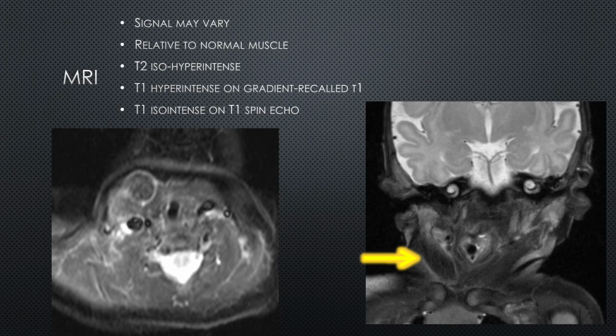It has probably a little better image of it. So now you have the coronal sequence, coronal T2, showing that focal enlargement of the right sternocleidomastoid muscle. And relative to normal muscle, it can be T2 iso to hyperintense. And depending on the T1 sequence, can be slightly hyperintense or isointense.